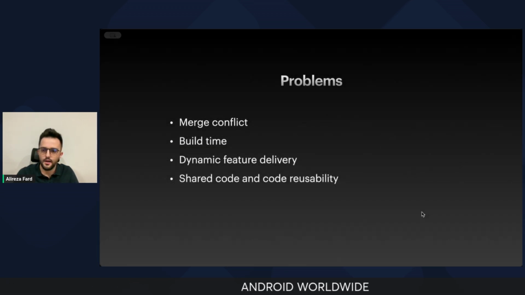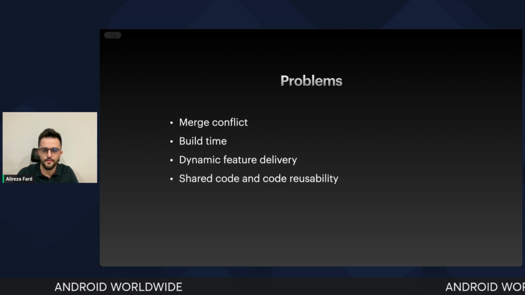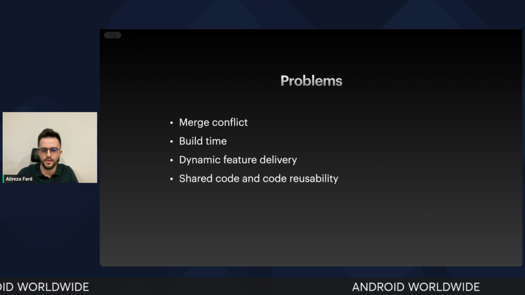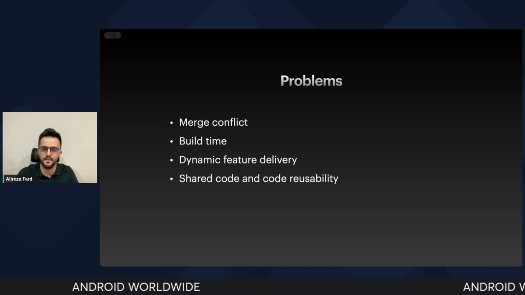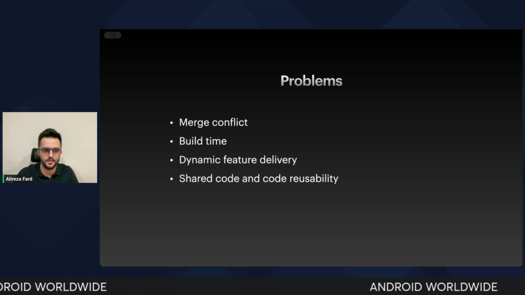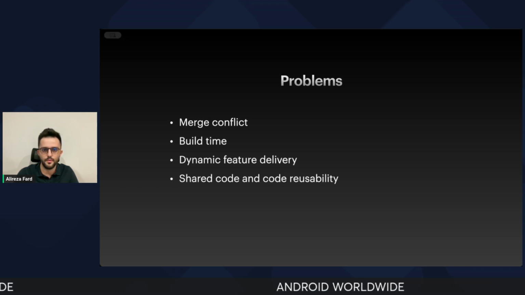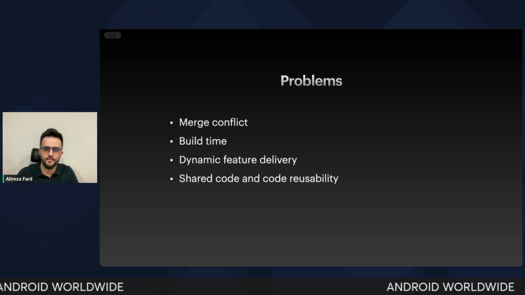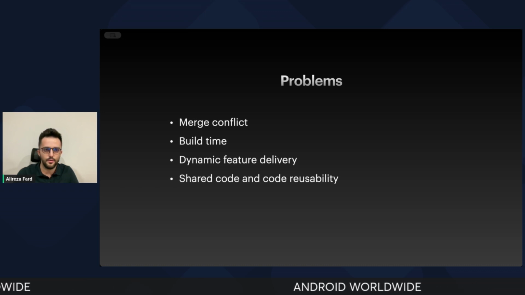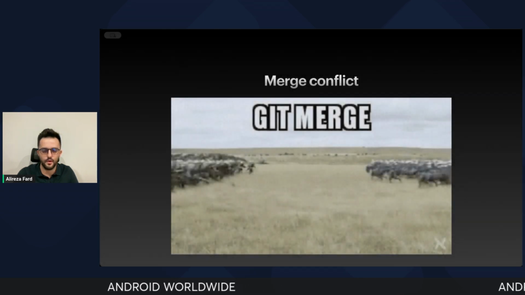So let's talk about our problems. When you're developing an application with a large number of users, you will have more problems than with normal and small applications. Some of our problems start from these areas: merge conflict, build time, dynamic feature delivery, and shared code. So let's go through each of them and see what our problem was.